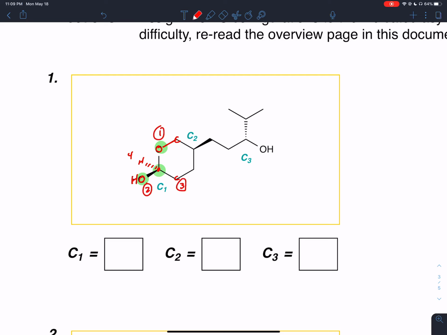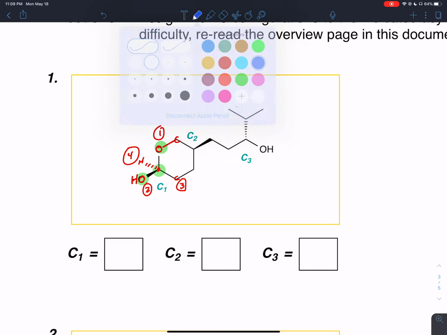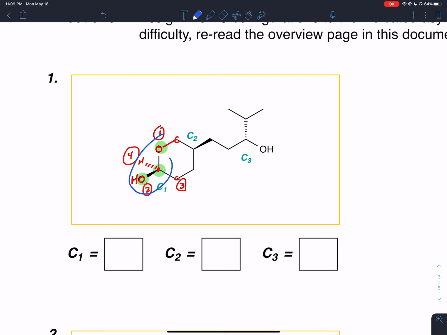So now that we have assigned our priorities and acknowledged that the lowest priority is in the back, we can draw our semicircle from 1 to 2 to 3. That is counterclockwise, and chiral carbon 1 is the S configuration. Okay, let's now clean up our structure, and we're going to move on to chiral carbon number 2.